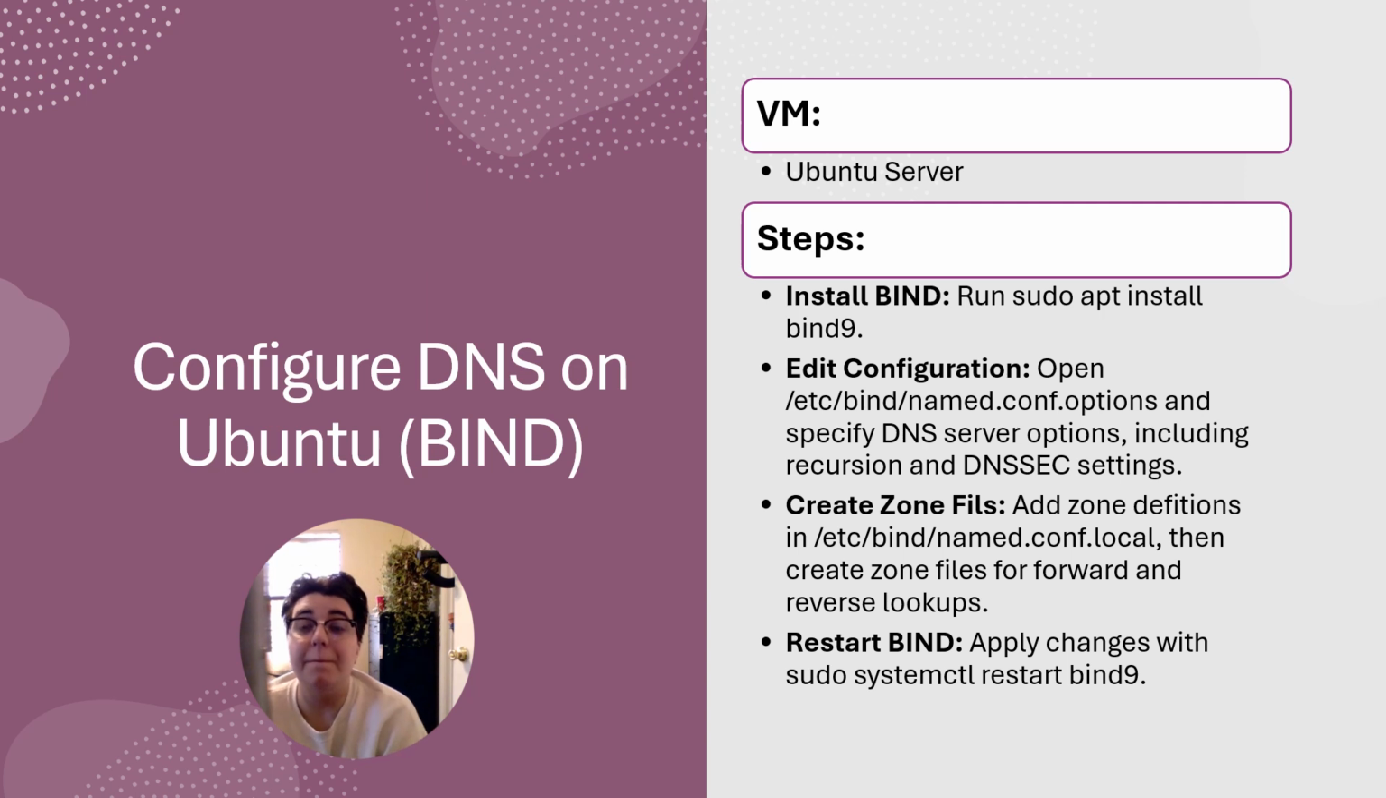On Ubuntu, we use BIND, a widely used DNS server. First, we install BIND through the package manager. Next, we configure global settings in a file named named.conf.options. This includes setting parameters for recursion and DNSSEC. We then define the DNS zones by editing the named.conf.local file and create zone files for both forward and reverse lookups. After that, we restart the BIND service to apply the changes. Now that DNS is configured, let's move on to securing it, starting with disabling recursion.